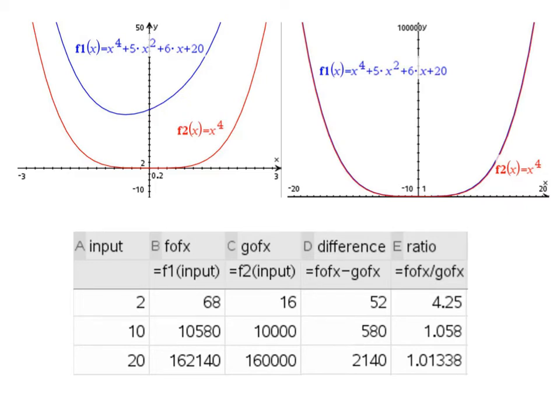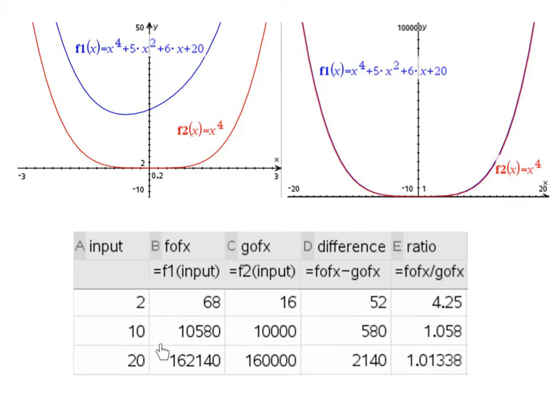However, if we take the f of x value here, 68, and divide it by the 16, we can see more of what's happening when we have large values of x. When we're just plugging in 2, which is a pretty small value for x, the output value for f is more than 4 times greater than the output value for g.